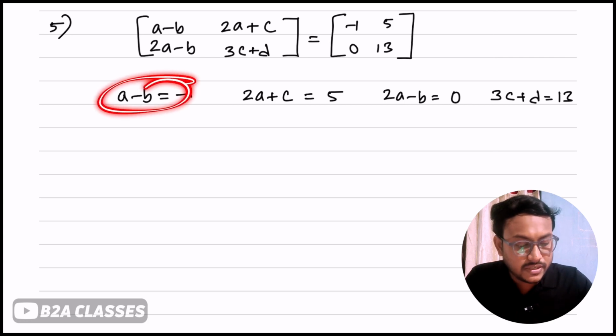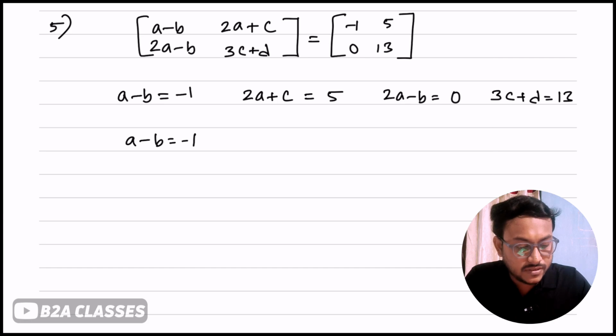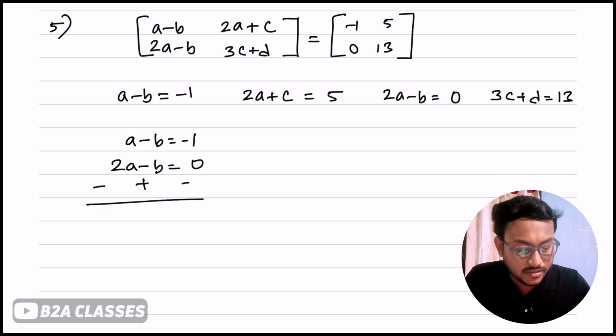नाउ ये दोनों इक्वेशन में वेरिएबल a एंड b है, सो वी कैन सॉल्व दिस इक्वेशन बाय एलिमिनेशन मेथड. सो a माइनस b इक्वल्स टू माइनस वन, ये पहला इक्वेशन है. एंड दूसरा इक्वेशन क्या है? 2a माइनस b इक्वल्स टू 0. टू एलिमिनेट b वी हैव टू चेंज द साइन. सो साइन चेंज करने पर यहाँ पे माइनस आ जाएगा, यहाँ पे प्लस आ जाएगा, यहाँ पे माइनस प्लस कुछ भी डालो फर्क नहीं पड़ता है.